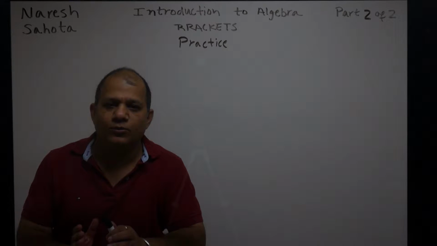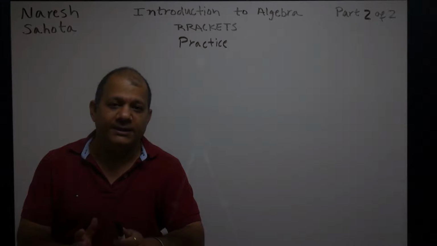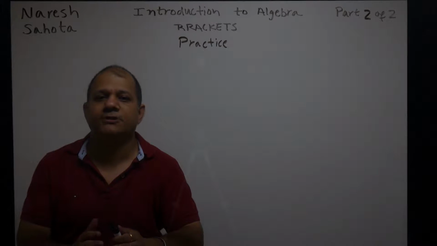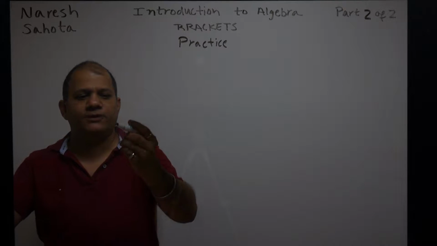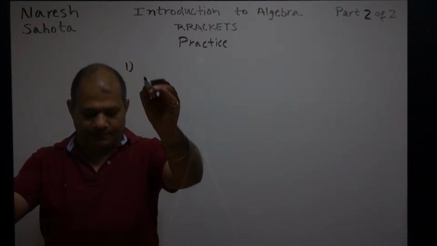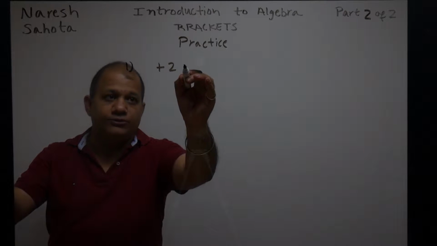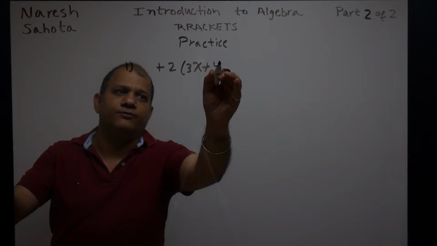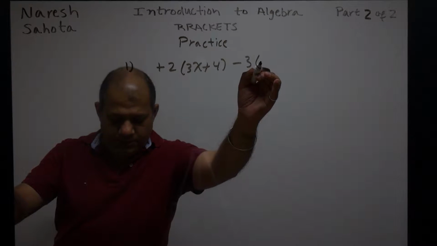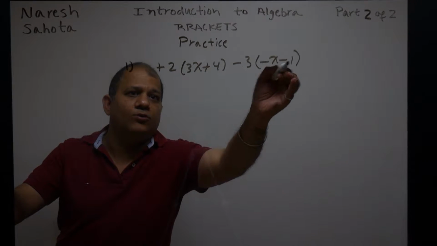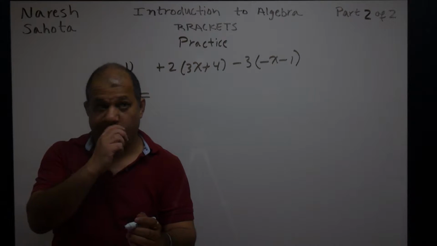In this tutorial we're going to do some practice questions dealing with brackets, removing brackets, collecting like terms, and simplifying. Alright, so first example. Let's say we're given positive 2 times 3x plus 4, minus 3 times negative x minus 1. So how do we remove brackets and simplify?